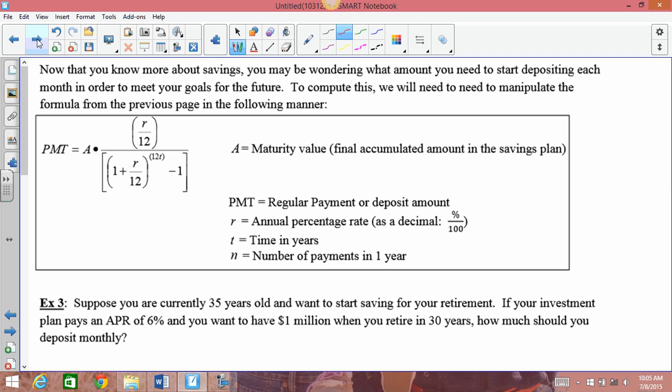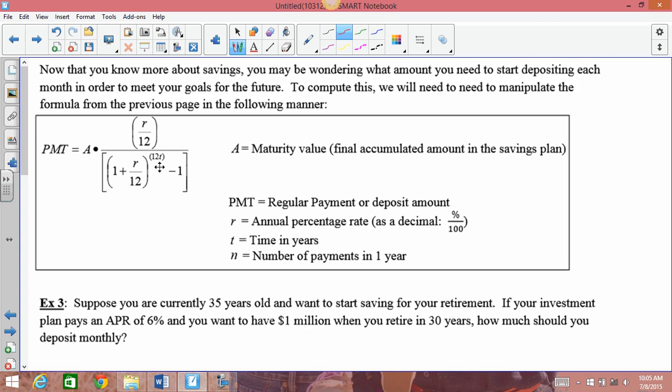At the top of the next page here, you might say, okay, well, I want to figure out how much money I should be putting away now so that I can have a certain amount of money in my future to either be my retirement or supplement the pension that I know I have coming. So to figure that out, it's a manipulation of the other formula, just like you saw in the previous video. So the payment is equal to the final amount that you want to have, times R over 12, divided by, and you can see that whole piece down at the bottom.